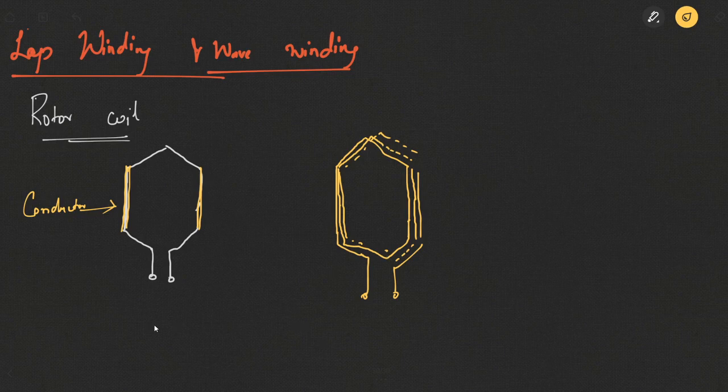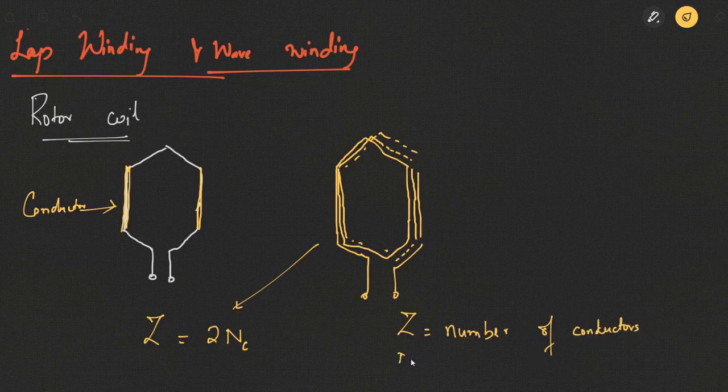So the total number of conductors of any coil will be Z equal to 2N_C. I will simply write 2N_C, where Z is used to denote the number of conductors, and N_C refers to the number of turns per coil. So in this case, say for example we have 3 turns, and therefore you can say 2 into 3, you have 6 conductors. For 3 turns, this coil has 6 conductors.